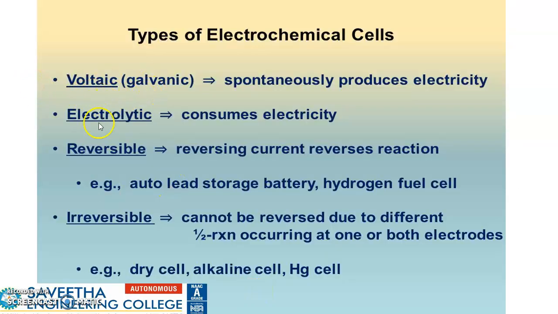So we have voltaic cell and electrolytic cell. In turn, these are classified as reversible and irreversible cells. Reversible cells reverse the current or reverse the reaction. Auto lead storage battery and hydrogen fuel cells are examples. Irreversible cells cannot reverse due to different half cell reactions occurring at one or both of the electrodes. The best examples are dry cell, alkaline cell, mercury cell, etc.